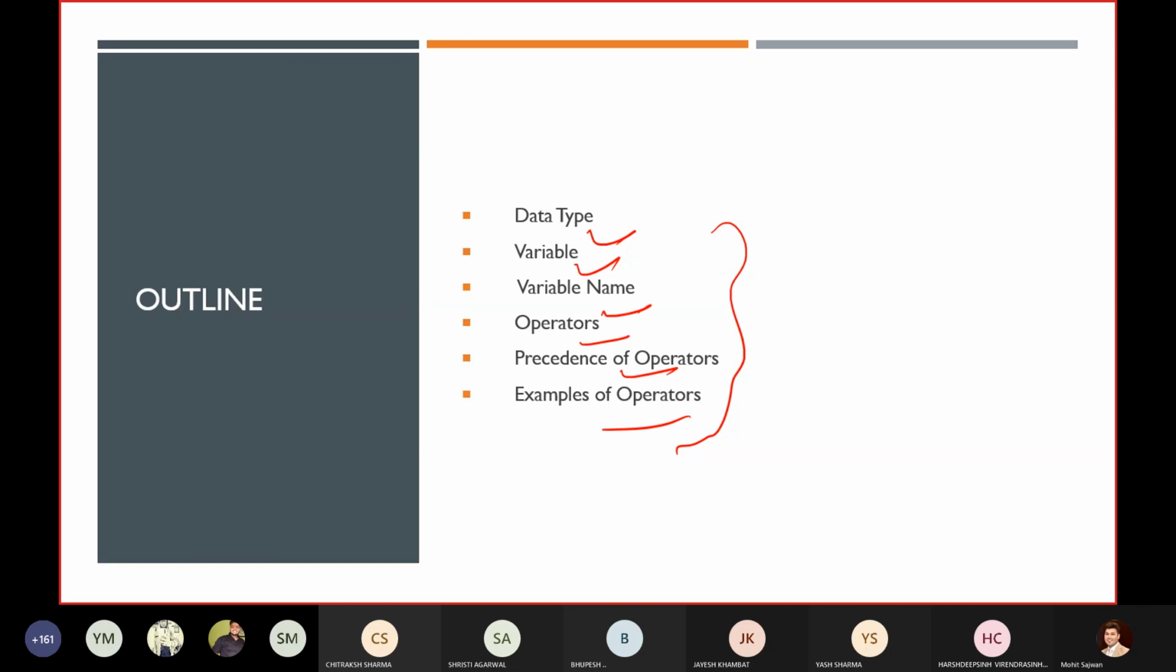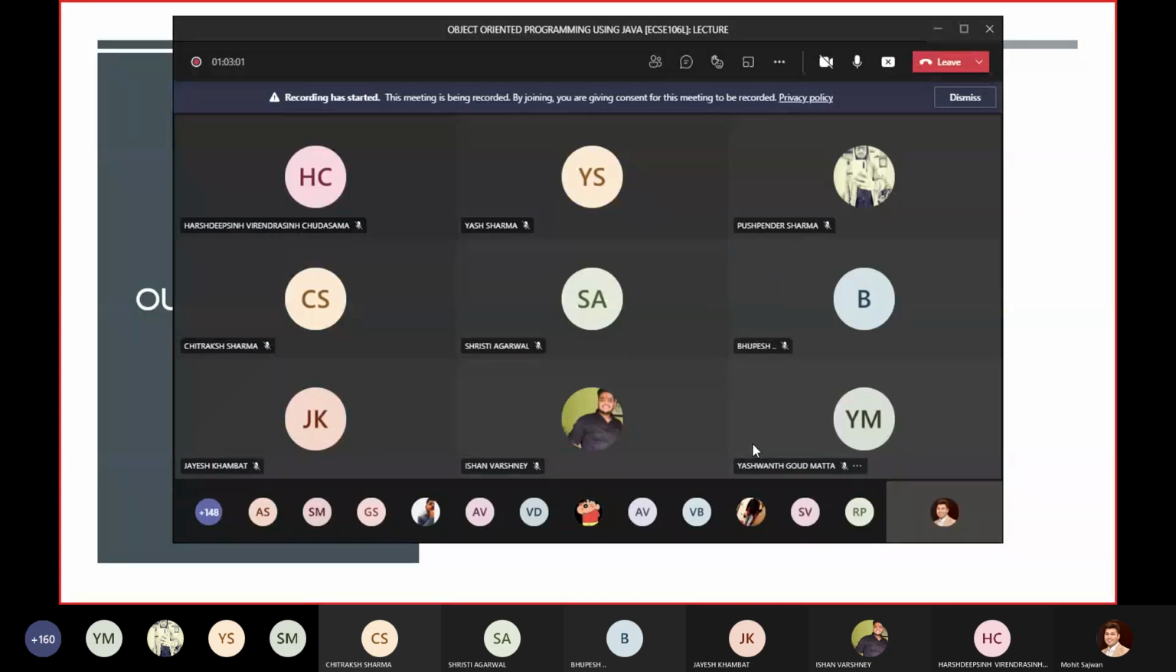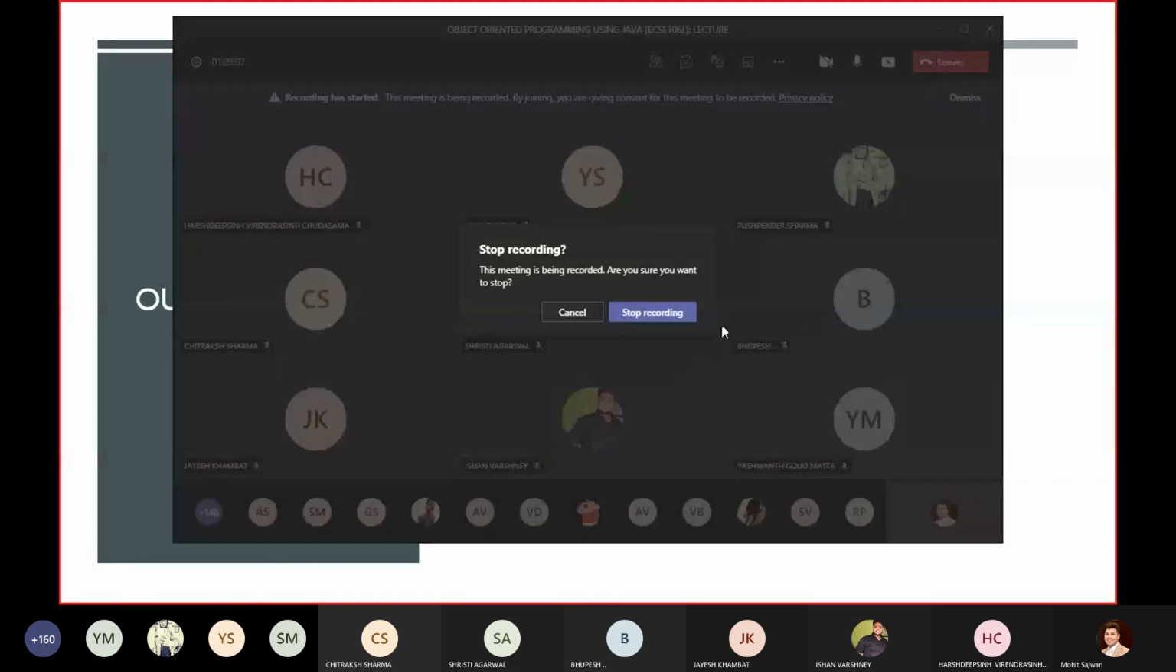Okay? Any question? No, sir. Okay. But please try to solve at least 1 to 2 questions based on these concepts. Otherwise, you will forget this concept. This concept is very important, so that is why I'm saying that.